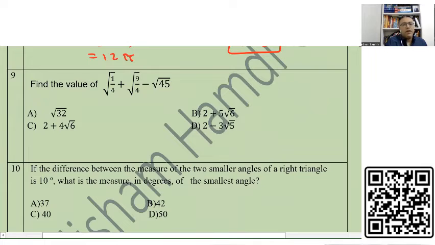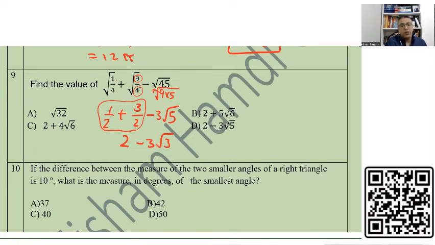Question number 9. Find the value of root of 1 over 4 plus root of 9 over 4 minus root of 45. Root of 1 over 4 is half, because root of 1 is 1 and root of 4 is 2. Root of 9 is 3, root of 4 is 2. Minus root 45 can be written as root of 9 times 5, and 9 outside the root is 3, so it's 3 root 5. Three over 2 and a half is 2. So 2 minus 3 root 5. So the right answer is D.